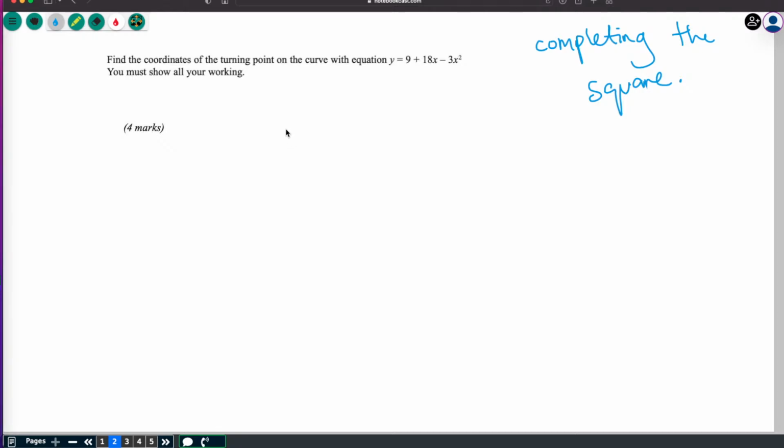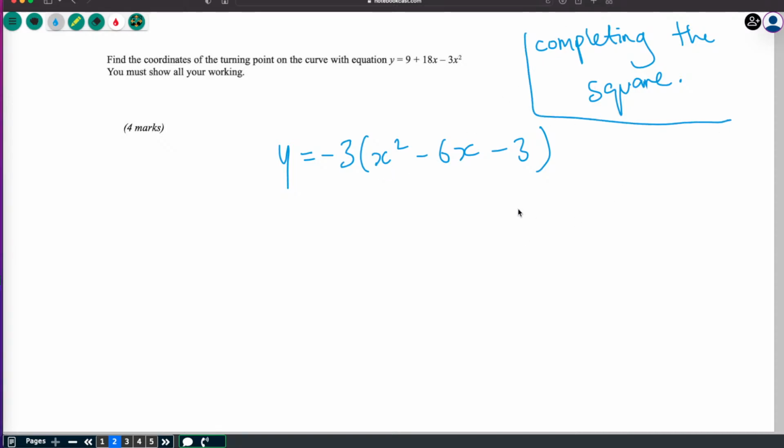So I'm going to rewrite this equation as y equals negative 3 x squared take 6x take 3. So you notice I factorized out a negative 3. Why did I do that? Just to make it a little bit easier to use this process of completing the square. So what this means is to write the quadratic in this form, because when it's in this form, it tells you the turning point.